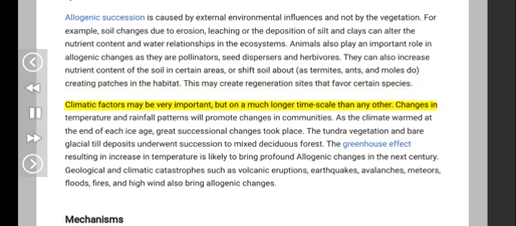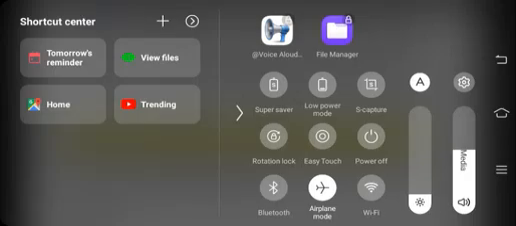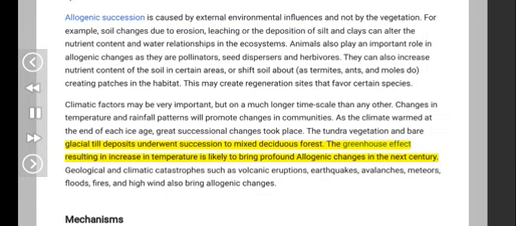Climatic factors may be very important, but on a much longer time scale than any other. Changes in temperature and rainfall patterns will promote changes in communities. As the climate warmed at the end of each ice age, great successional changes took place. The tundra vegetation and bare glacial till deposits underwent succession to mixed deciduous forest. The greenhouse effect resulting in increase in temperature is likely to bring profound allogenic changes in the next century.